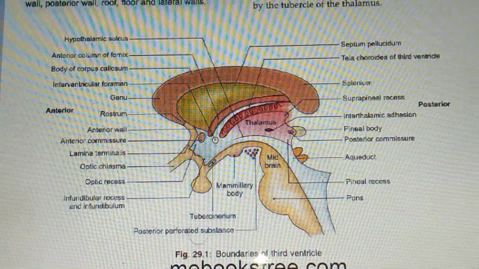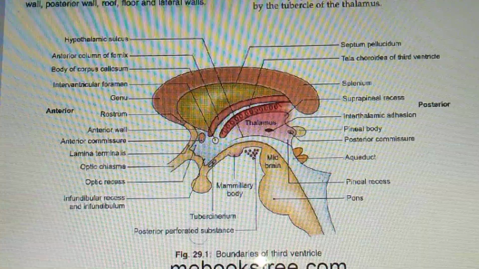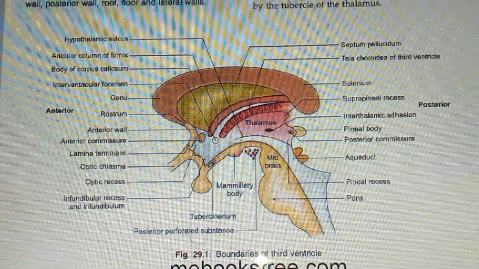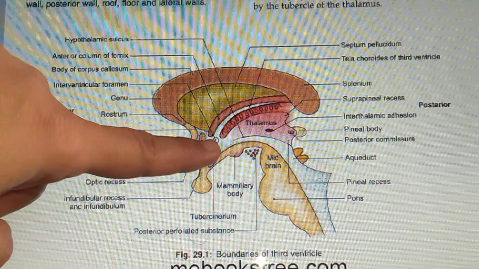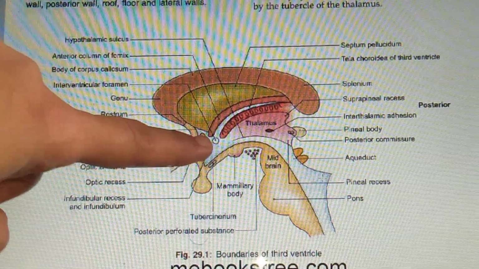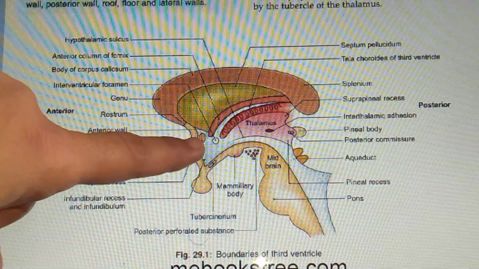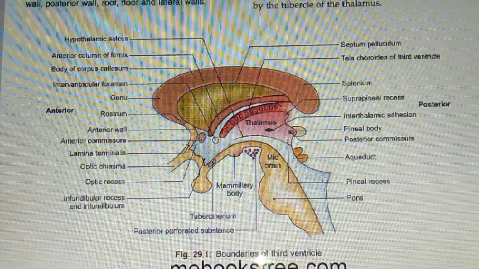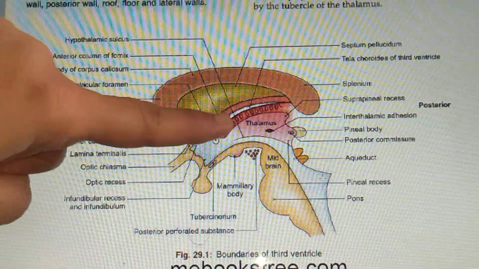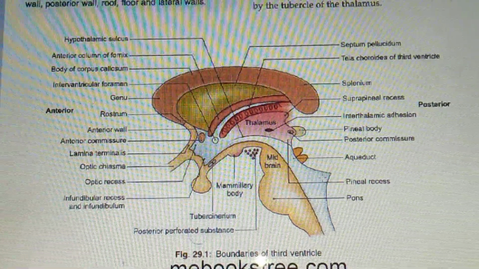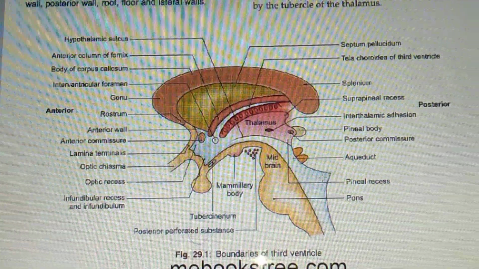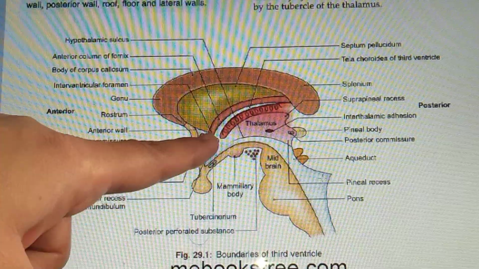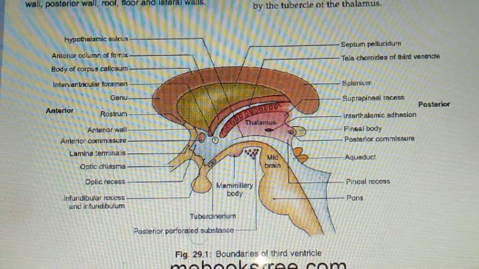Communications of the third ventricle. Anterosuperiorly on each side, it communicates with the lateral ventricle through the interventricular foramina, or you can also call it the foramen of Monro. Through this foramen, it will communicate to the lateral ventricle on each side. This foramen is bounded anteriorly by the column of fornix and posteriorly by the tubercle of the thalamus.